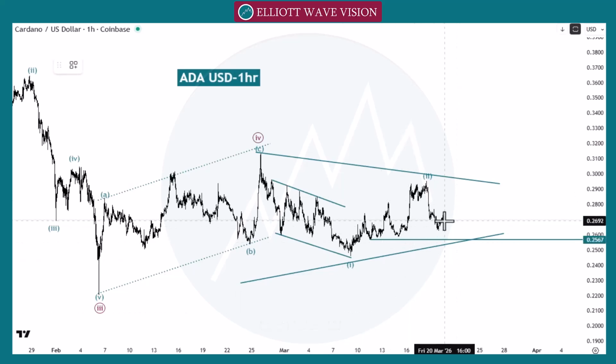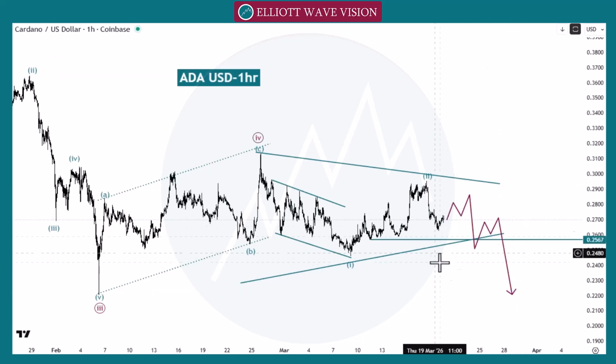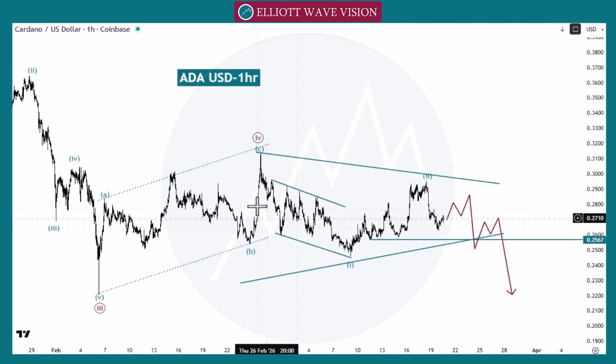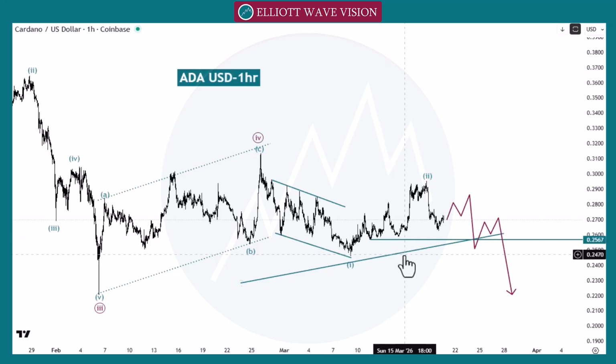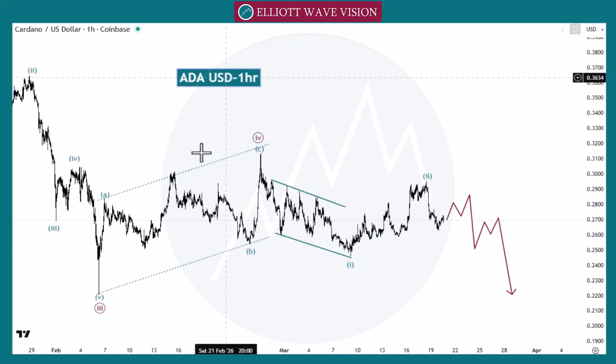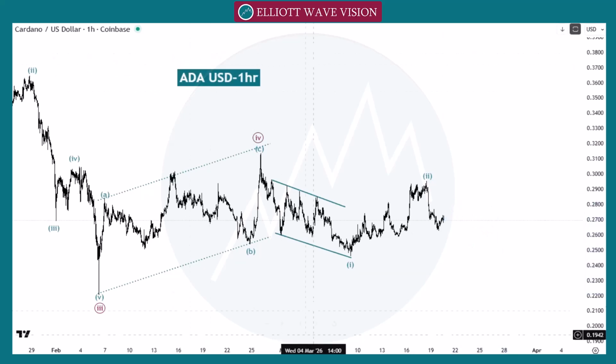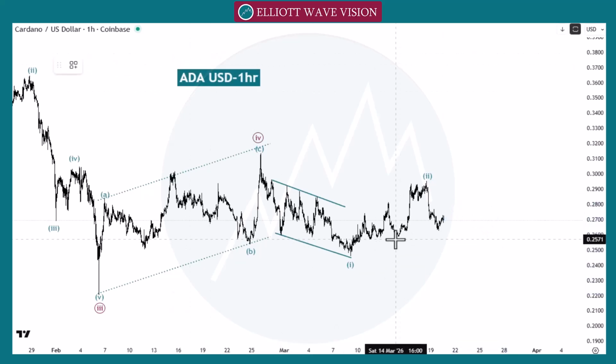Then we need to wait for this move as A, B, and C. Then the next impulsive move, then A, B, and C to go towards the next point. In both possibilities, if we are looking for the triangle or this move as an impulsive move, we need to wait for the classic trading level pattern. Like at this point, if we want to go towards the bearish side, we can go with this wave B towards the bearish side, but we need to refine our entry with this move as a 1, 2, 3, 4, 5.